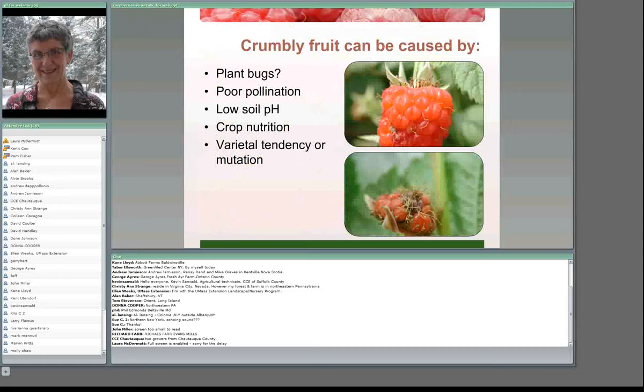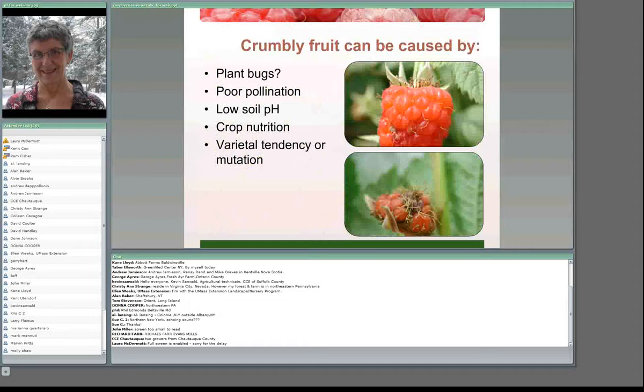I've seen crumbly berry associated with too low of a soil pH or inadequate crop nutrition, and some varieties are just weak-necked and tend to break up a little more easily than others. But if crumbly fruit predominates on a few plants in your planting and more plants are affected every year, you should have samples tested for virus diseases.